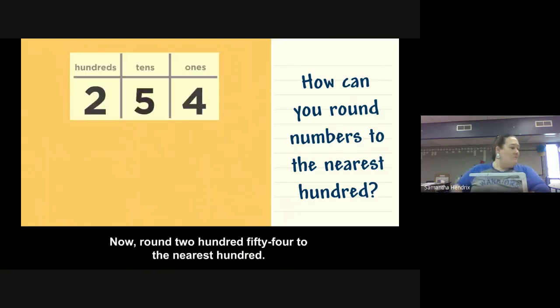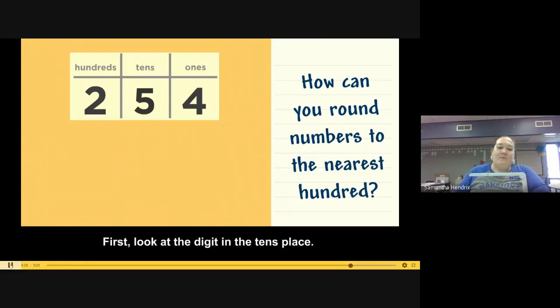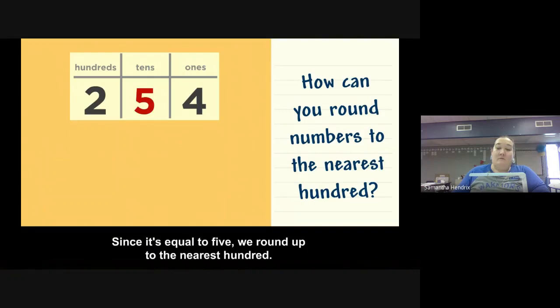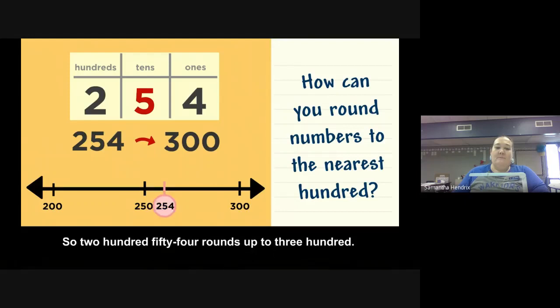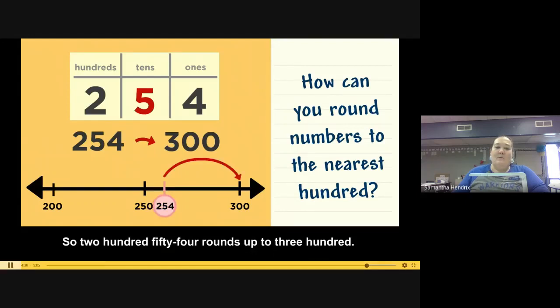Now round 254 to the nearest 100. First look at the digit in the tens place. Since it's equal to 5, we round up to the nearest 100. So 254 rounds up to 300.